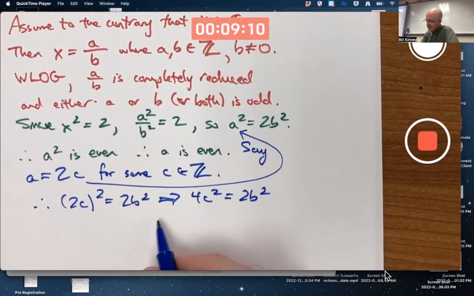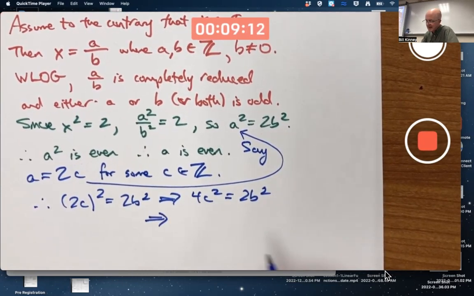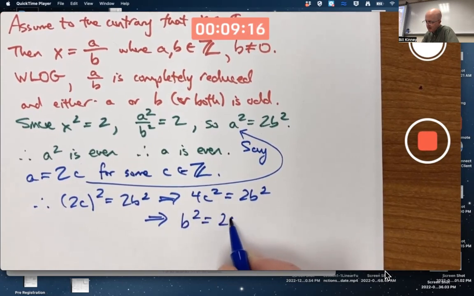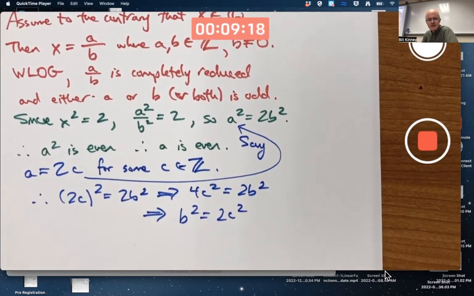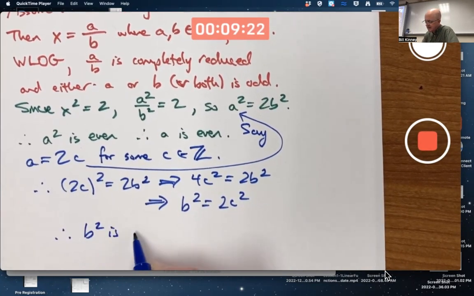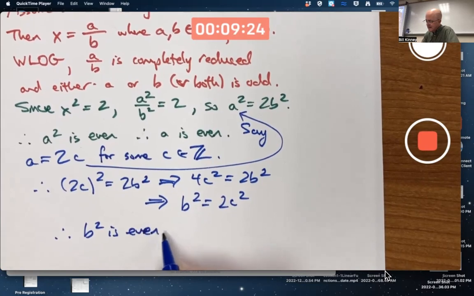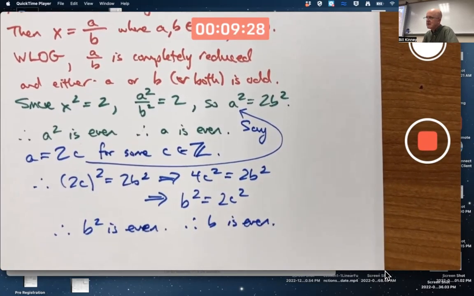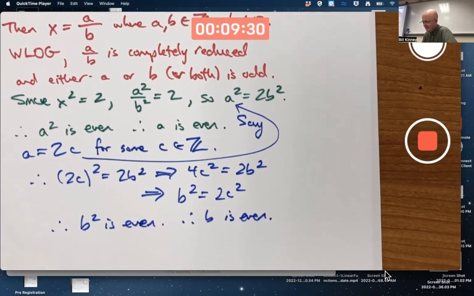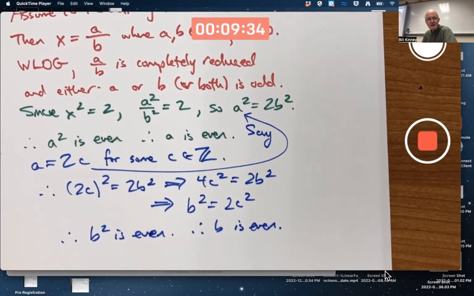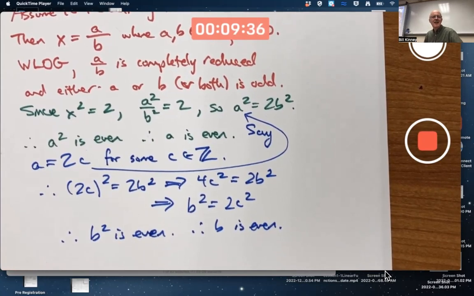Okay, I'm going to do shorthands with my sentences. Now I'm just going to do implications. That implies B squared is 2C squared. Therefore, B squared is even. Therefore, B is even, right? Again, because if you square an odd number, you'd get an odd number. Wait a minute. You can conclude B is even as well.